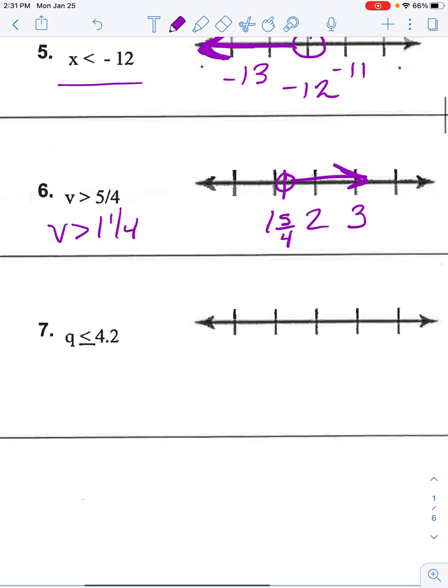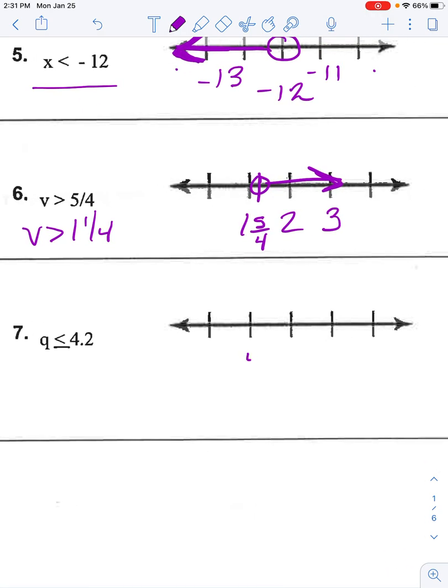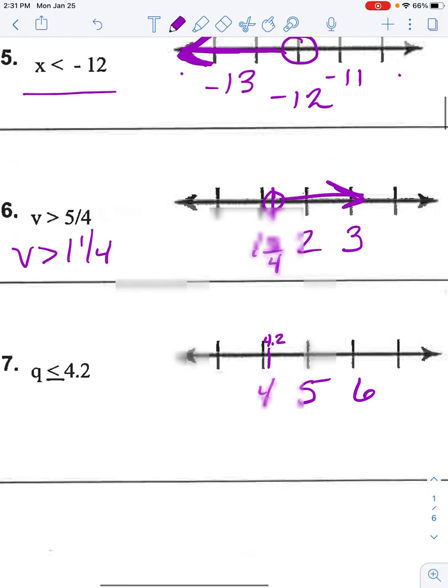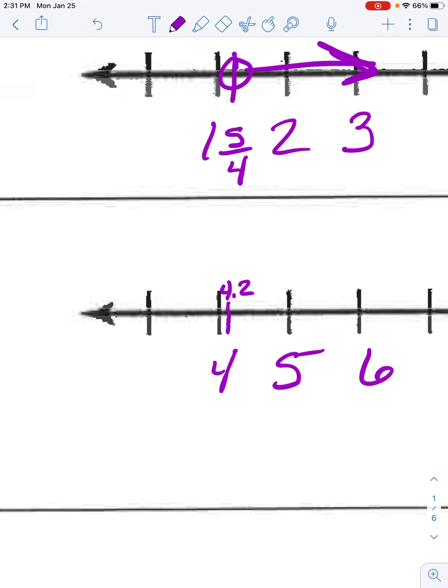And then we have a decimal, 4.2. So I'm going to do 4, 5, and 6. 4.2, I'm going to label it, since it's not exactly on a line, less than or equal to. So this one would be a closed filled in circle pointing to the left.